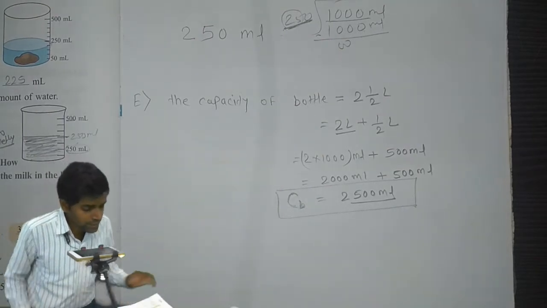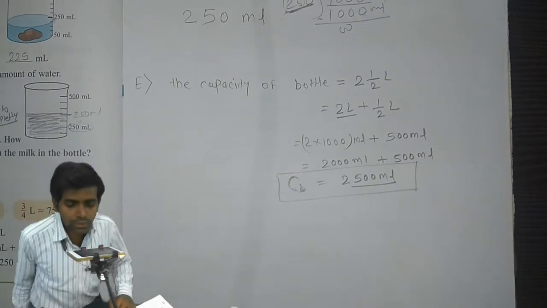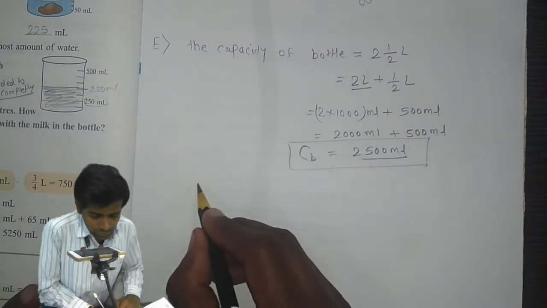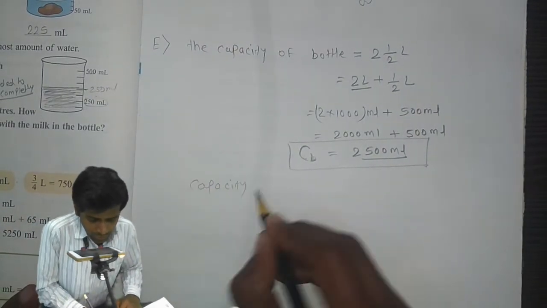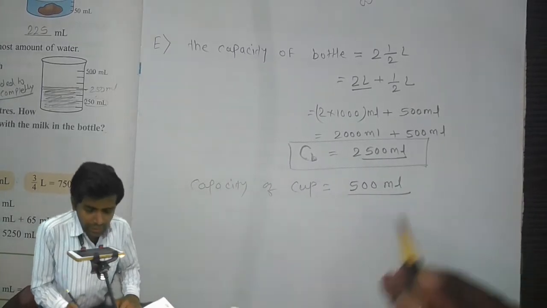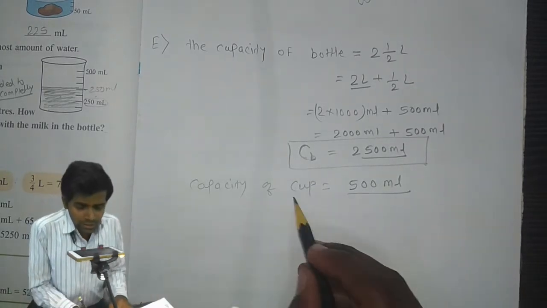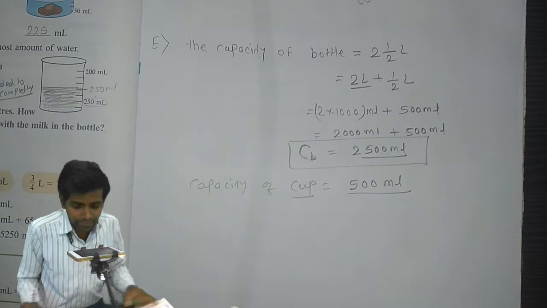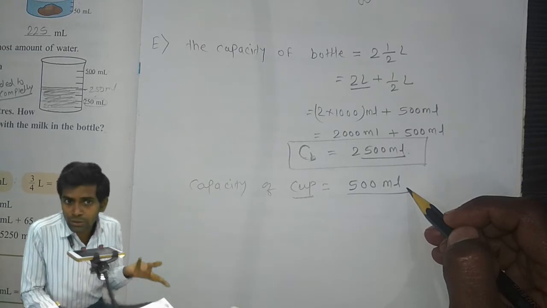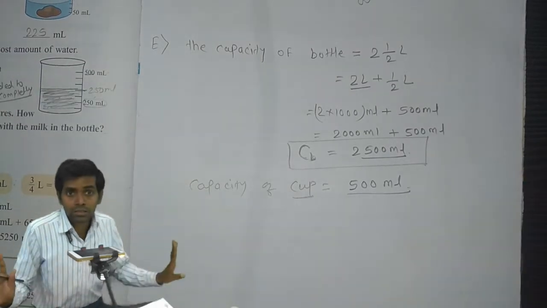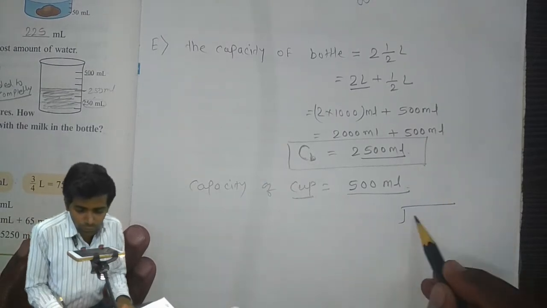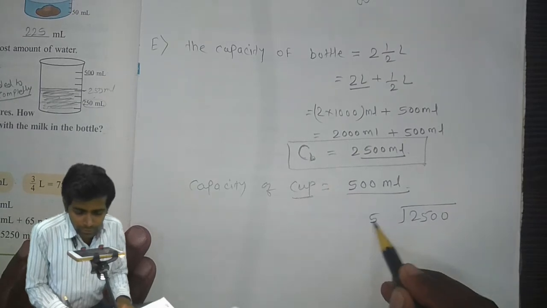Okay, and the capacity of the small cup is equal to the given, that is 500 milliliters. And now we have to find in how many number of times this cup can fill that bottle completely. So या तो आप 2500 को 500 से डिवाइड कर दो, and you can use the repeated subtraction method also. ठीक है, आंसर आना चाहिए बस. Okay, so if you want to find out the number of cups, we will write 2500 here and 500 here.